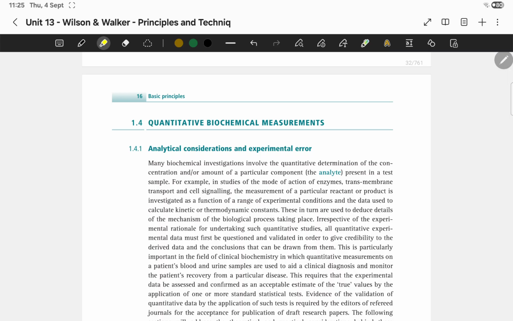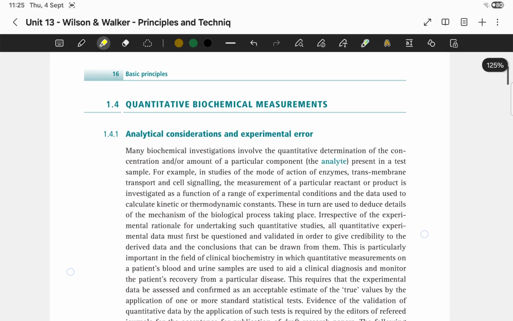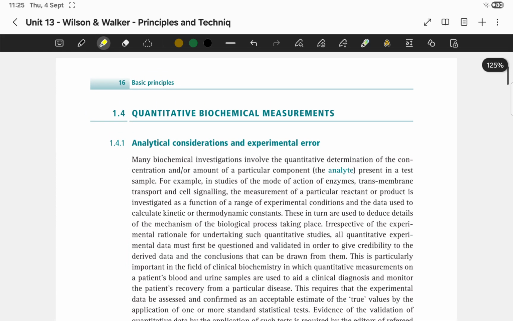Quantitative biochemical measurements, analytical considerations and experimental errors. Many biochemical investigations involve the quantitative determination of concentration and/or amount of a particular component, the analyte, present in a test sample. For example, in studies of the mode of reaction of enzymes, transmembrane transport and cell signaling, the measurement of the particular reactant or product is investigated as a function of a range of experimental conditions and the data used to calculate kinetic and thermodynamic constants.